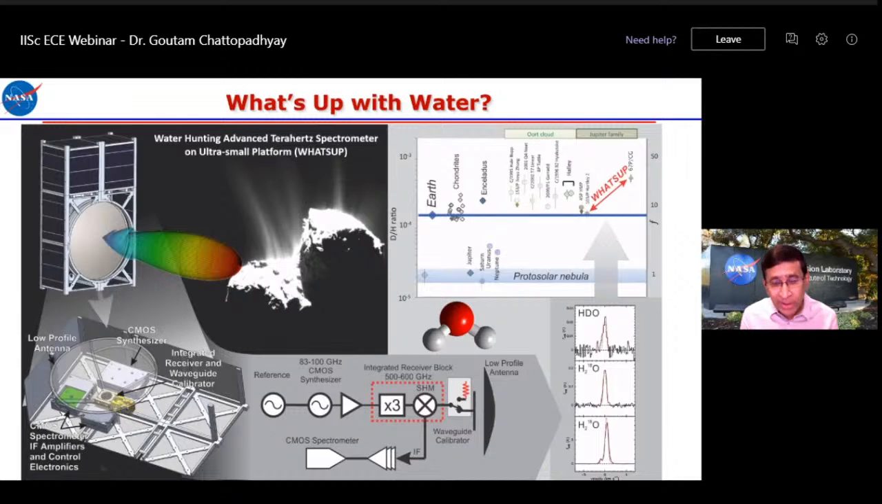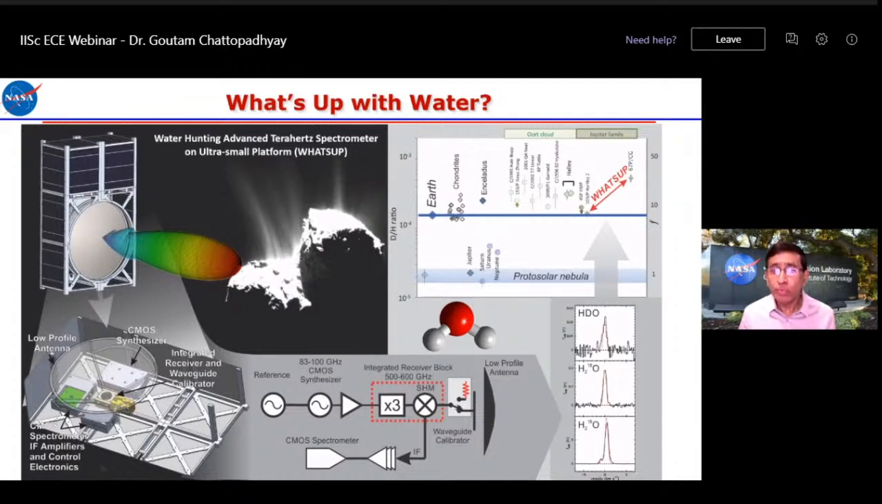So we are building an instrument called WhatsUp, Water Hunting Advanced Terahertz Spectrometer on Ultra Small Platform. I came up with this acronym because we wanted to find out what's up with water. What do I mean? When our Earth was created, there was no water. Scientists believe that comets brought water to Earth.